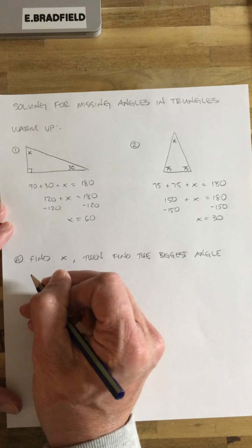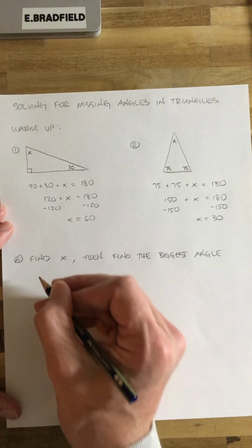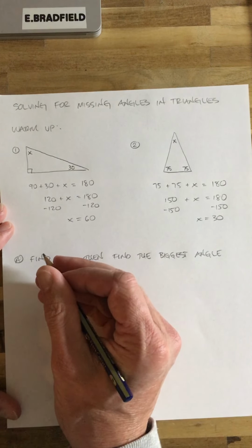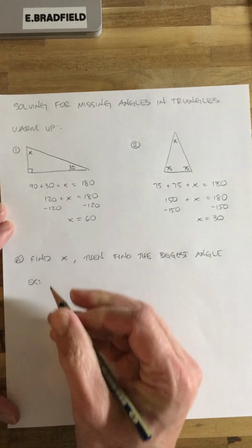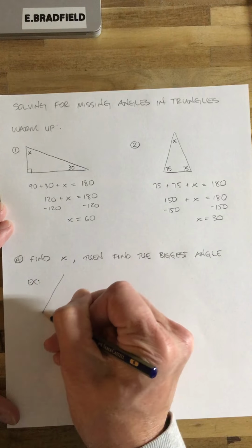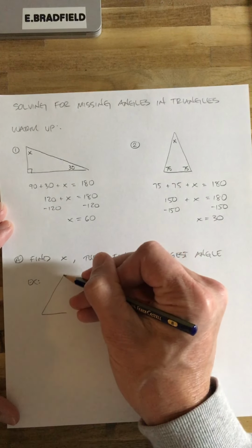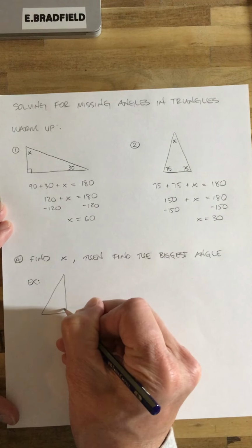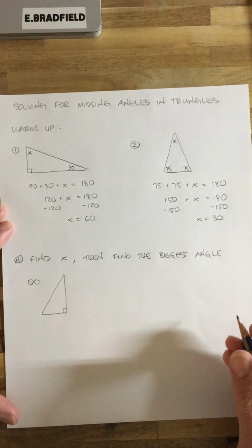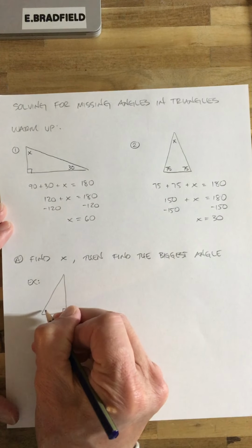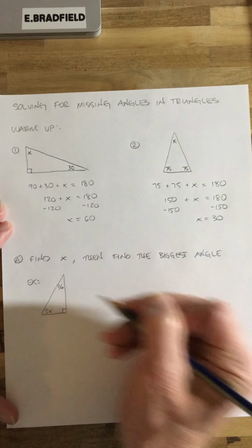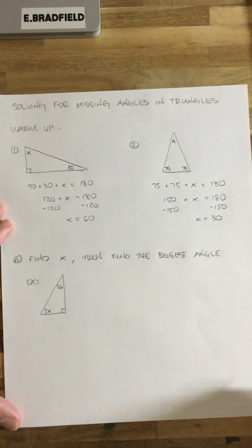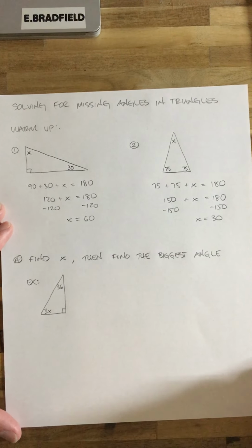Let's try this. This might be too easy, but let's do an example here. I have that guy, and we have 3x, and we have 36. Okay. All right. So let's see what happens.